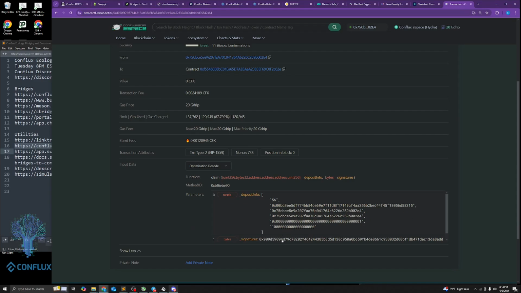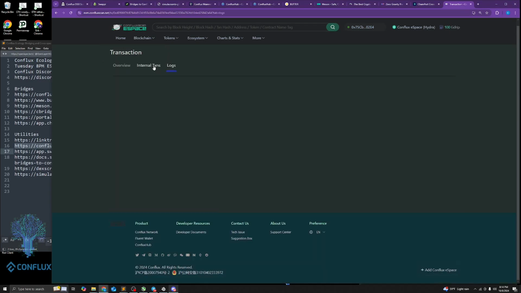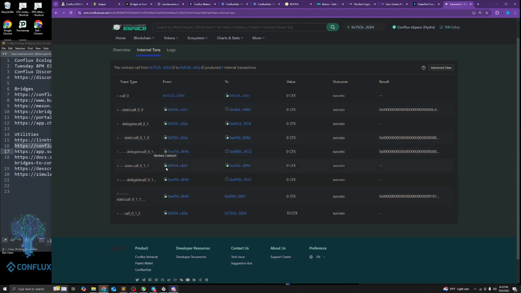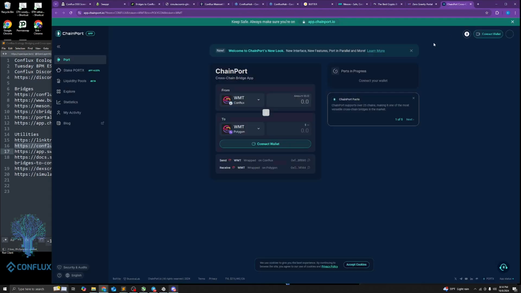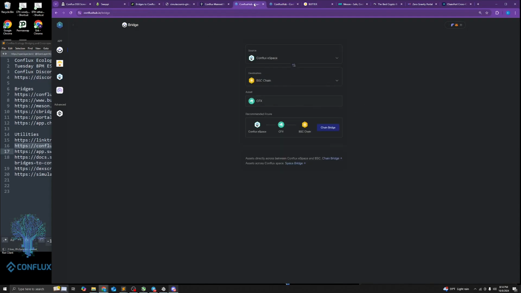Bunch of hex numbers. What am I looking for? Claim 0 CFX. Yeah, sometimes these transactions, it's an internal transaction. Again, we should have gotten our CFX from that claim. So that's Conflux Hub. We use the chain bridge between BSC and eSpace. There are a couple other options you can do here, but I want to move on.